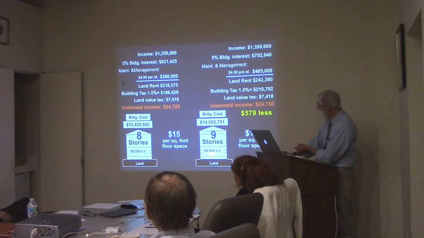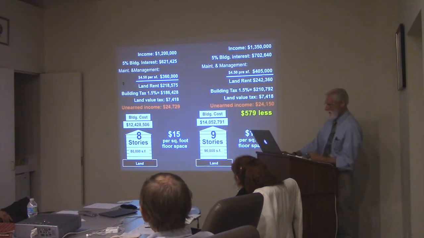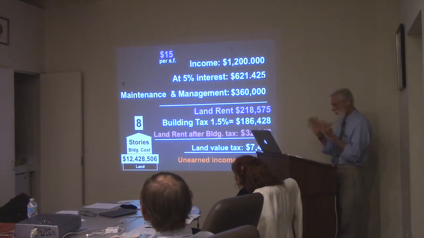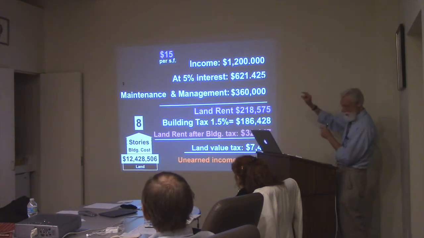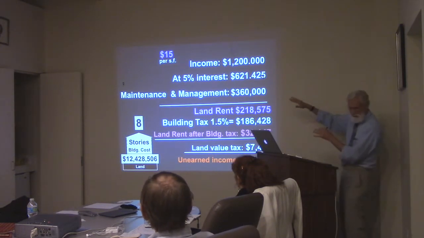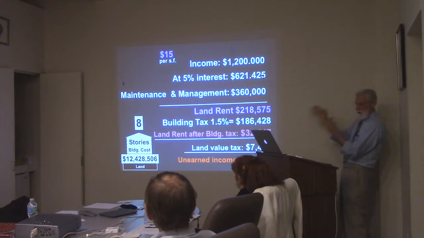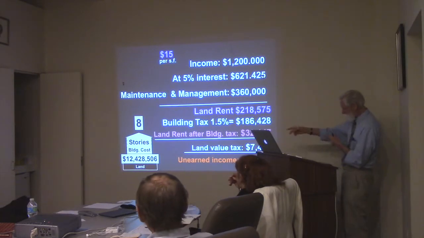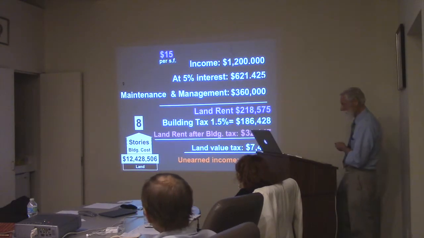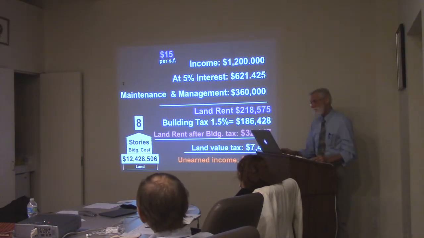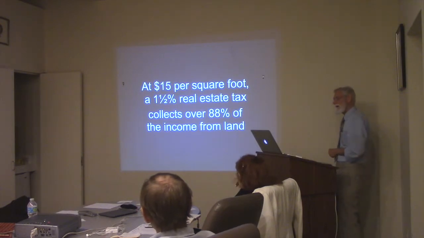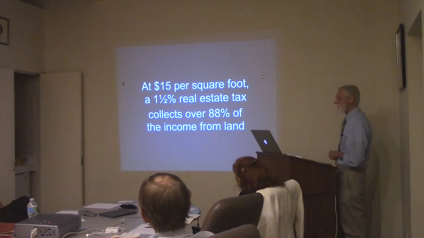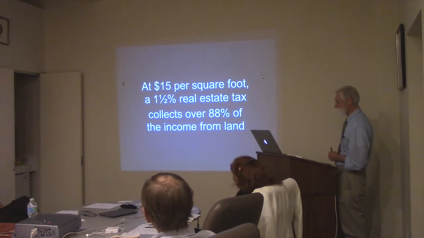Now, just to make sure that 8 stories is the most profitable height, I go to 9 stories, and for the same reason as before, you get $579 less. That's why we are so confident that 8 stories is right. If it's 1.5% real estate tax, if the current rate of interest is 5%, and if it costs whatever it costs to build that building, $12,428,000. Now, at $15 a square foot, the 1.5% real estate tax collects 88% of the income from land.